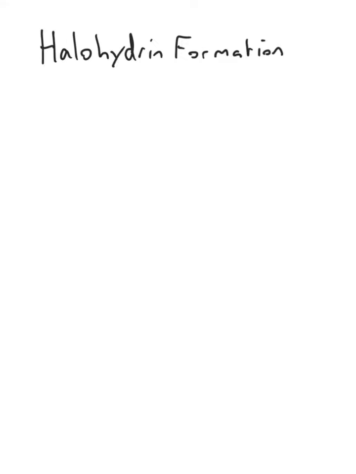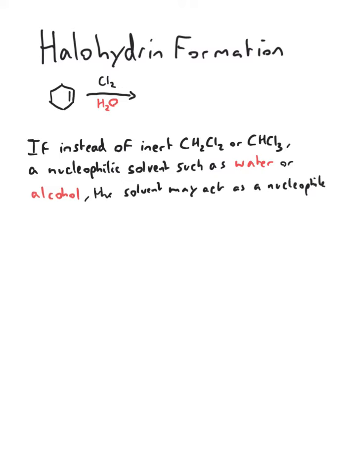This video is on halohydrin formation. When reacting an alkene with a halogen, if instead of inert DCM or chloroform, a nucleophilic solvent such as water or alcohol is used, the solvent may act as a nucleophile to give you a different product. For example, if we take this cyclohexene and react it with chlorine in water, we actually form this halohydrin product.